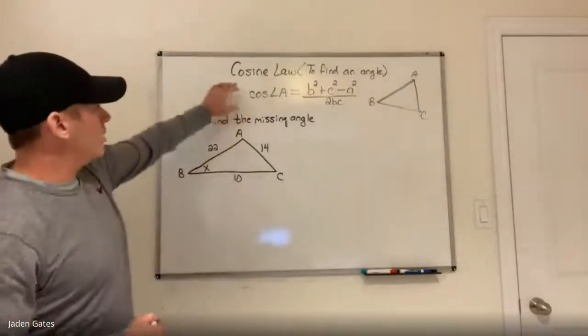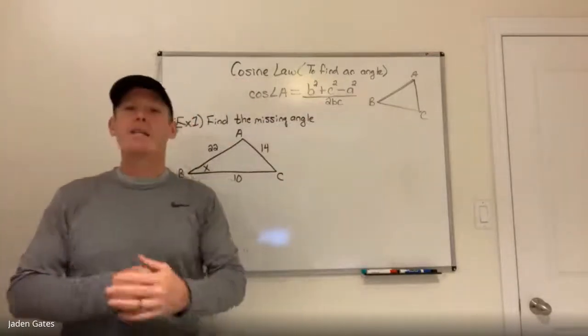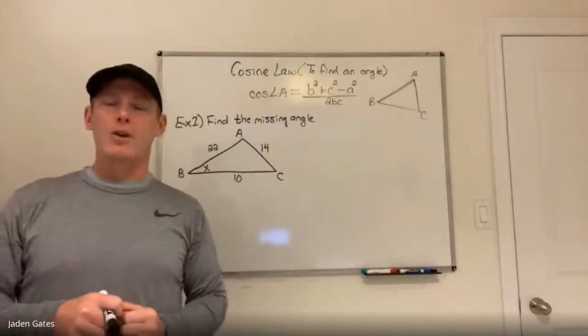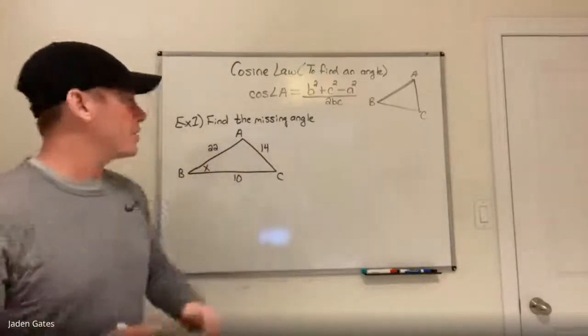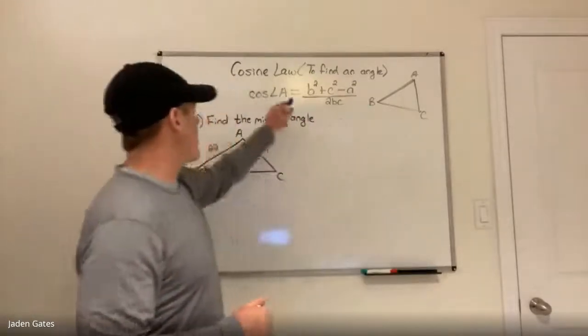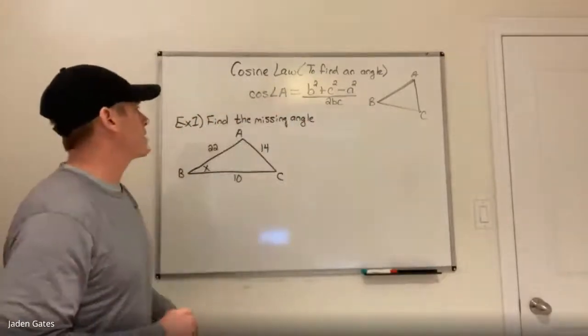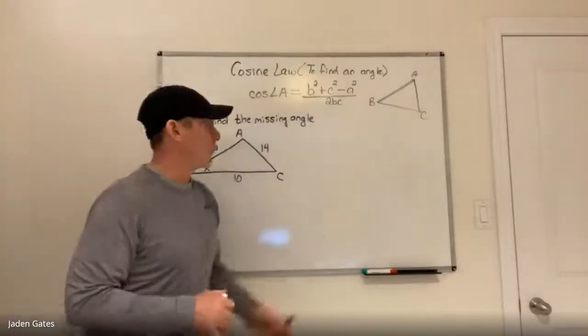Now, the cosine law, again, is a formula. It is the same formula that we used the other day, but it completely looks different because it's been rearranged to solve for an angle. All right, this formula is solving for angle A, where you have to know the three sides.